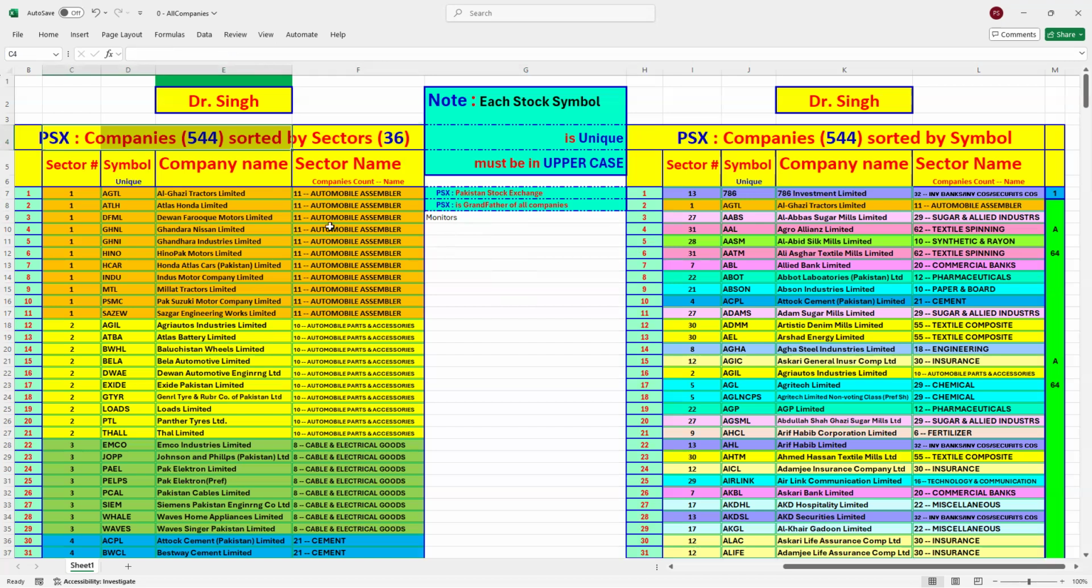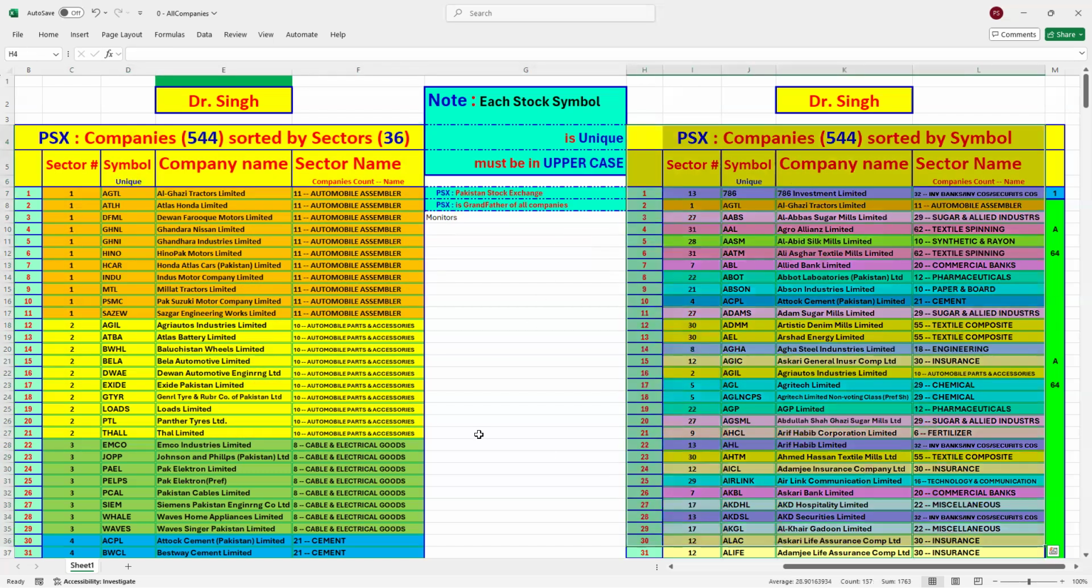So let's come back over here again. There are 544 companies, and these 544 companies are split into groups, and there are a total of 36 groups. Instead of saying groups, the technical name is sectors. So group and sector mean the same thing. There are 36 sectors. There are two tables you are seeing, one on the left and one on the right. The information is the same.